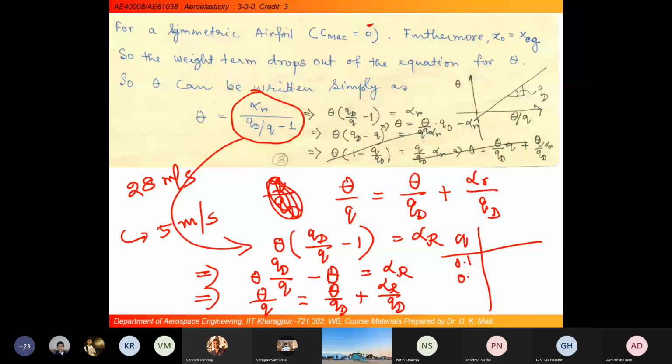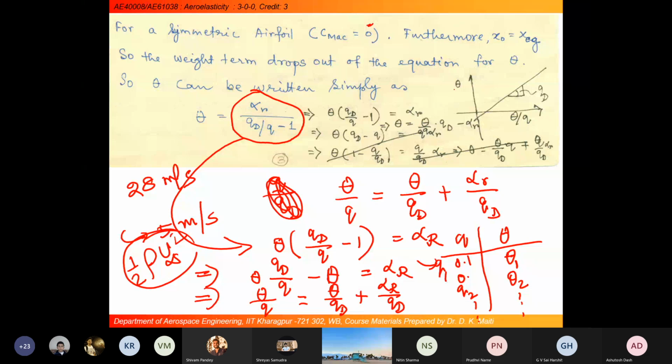Let's say that corresponds to q1, then I can record the value of theta. We are giving an initial angle of attack, and in addition to that, whatever additional deflection the aerofoil section experiences, we are considering as theta 1, let's say. Similarly, for q2, I can get theta 2, and a set of values of q and a set of values of theta, I can measure experimentally.